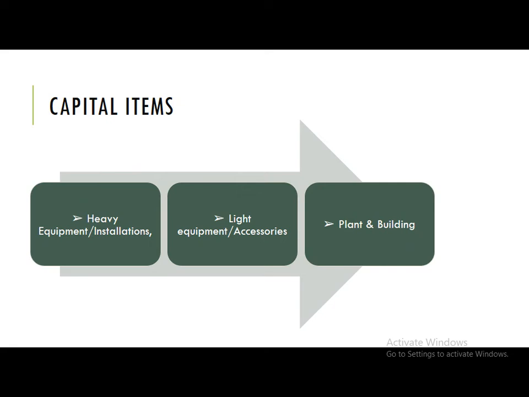Now we will talk about heavy equipment or installation. This category includes large machinery whose unit purchase prices are so great that expenditures on them are apt to be charged to a capital account. The cost of such items therefore becomes part of the buying firm's capital structure rather than current expenses.